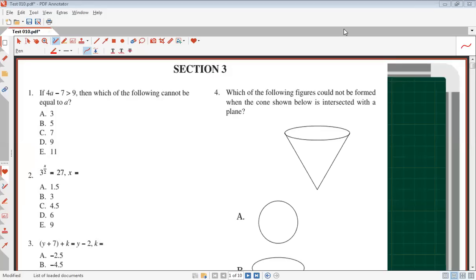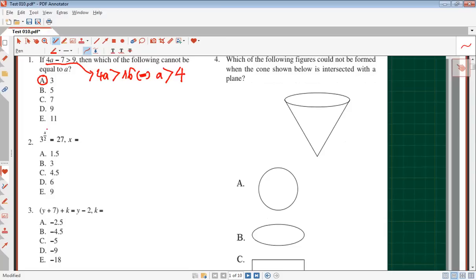Session number 3, question number 1. If 4 times A subtract 7 is greater than number 9, which of the following cannot be equal to A? From this inequality, we have 4A greater than 7 plus 9, that is 16, or A greater than 16 divided by 4, that is number 4. So number 3, option A, it cannot be equal to A.